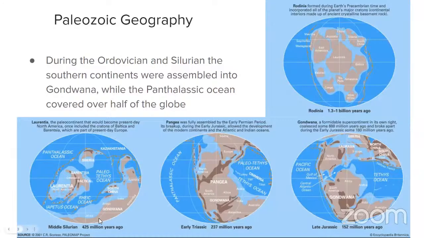So on this image, we can see we have Africa here, we have Arabia, we have India. So a lot of our modern day more southern continents are here. Okay. So that's where we are at this point in time. And here's a preview of where we're going.